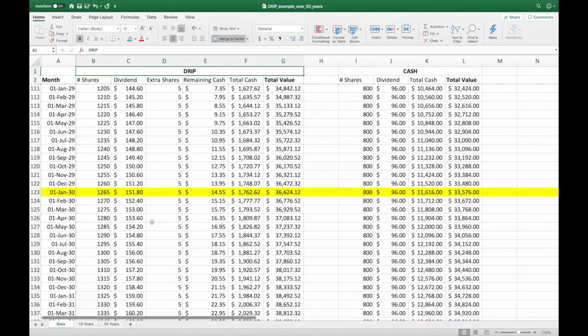But if we had been using a DRIP to reinvest our dividends, after 10 years, we would have 1,265 shares of RioCan, giving us a monthly dividend of $152. We also would have about $1,800 in remaining cash, giving us a total value of $36,600. That's $3,000 more than we got by cashing out our dividends for the exact same starting investment.